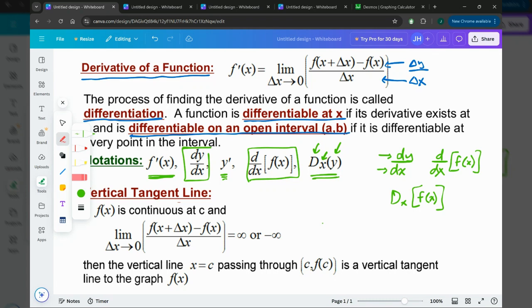Now, there is a possibility, and we know this with limits, that limits could actually approach infinity or negative infinity. If that happens at that value of c, you have a vertical tangent line. So if you have a limit of this difference quotient that approaches infinity or negative infinity, what's happening is that graph is going vertical. You're going to have a vertical tangent line.